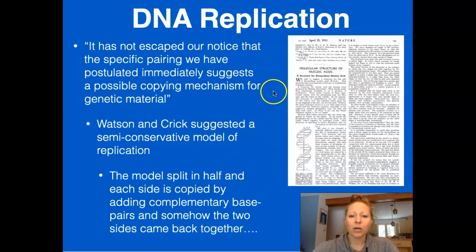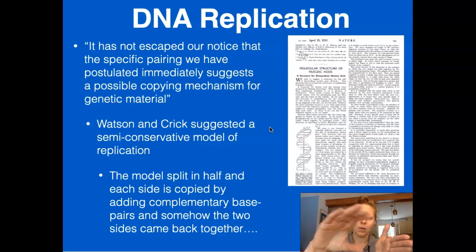When Watson and Crick published their work in Nature magazine, they noted that it had not escaped their notice that the specific pairing we have postulated immediately suggests a possible copying mechanism for genetic material. They suggested that the DNA was going to split open and be read and copied and then closed back up. We call this the semi-conservative model, but we weren't sure.